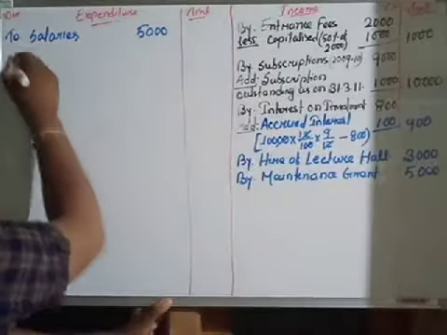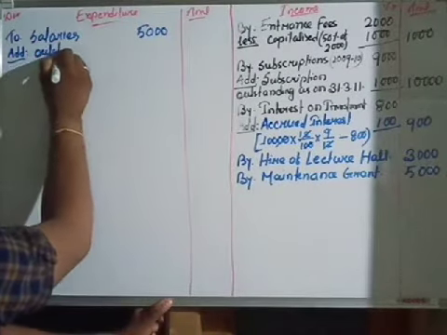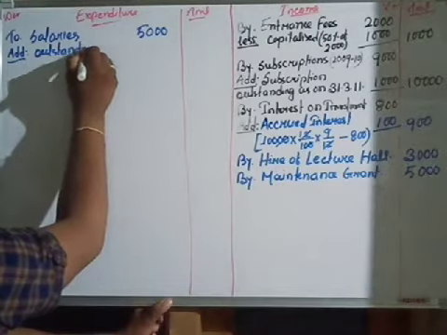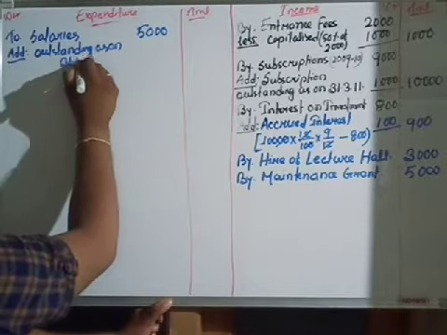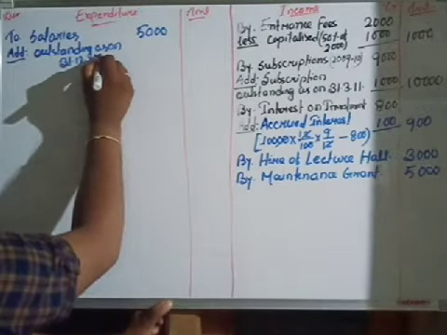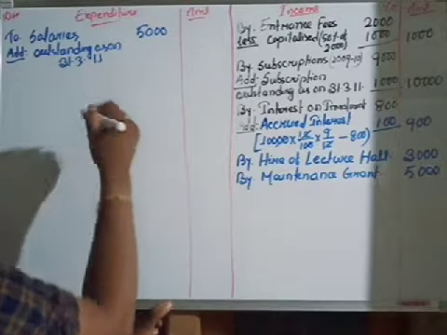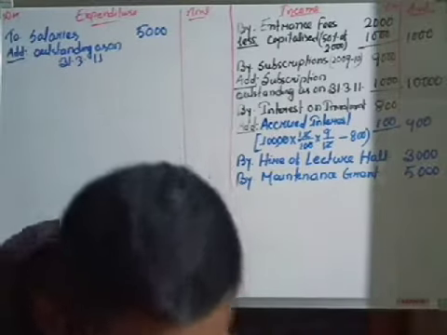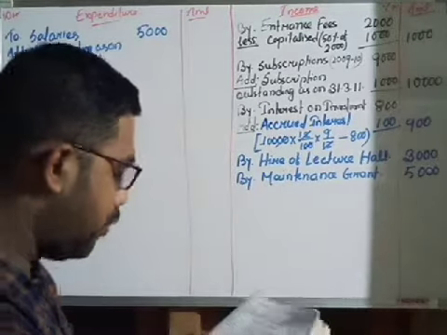So add outstanding as on 31st March 2011. It is outstanding at the end of the year and the amount is 1200.